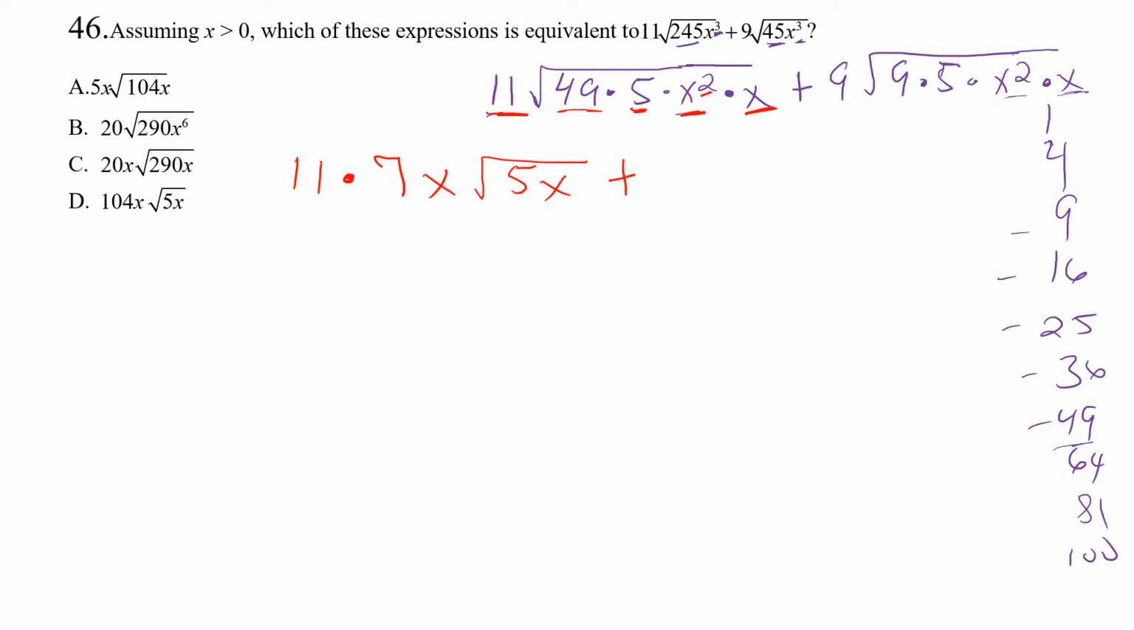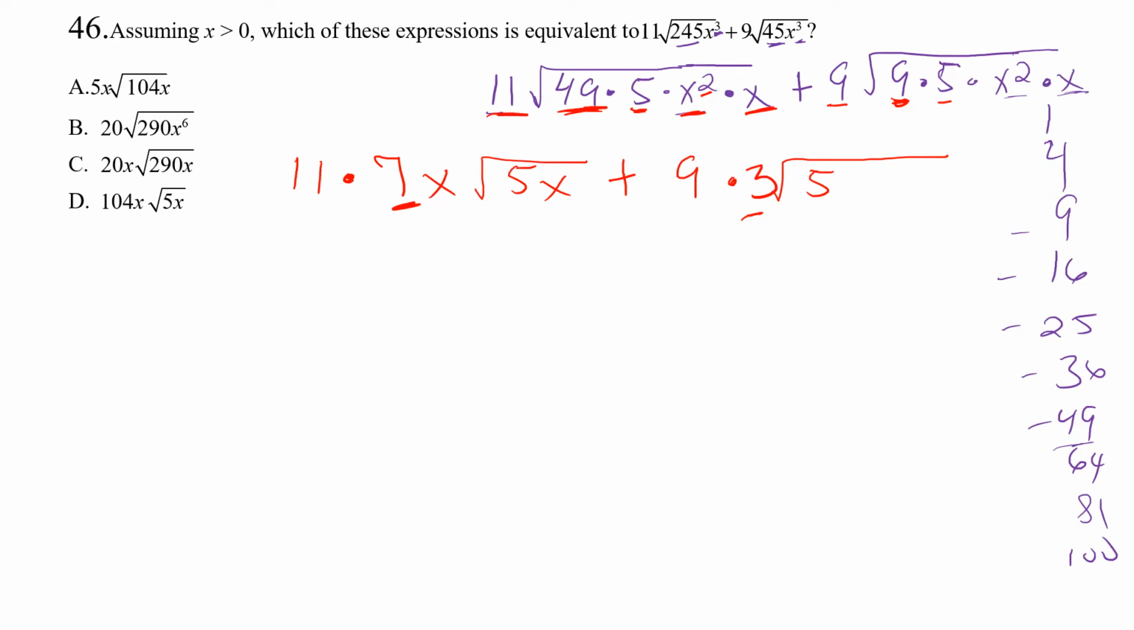Okay, plus I'm going to bring down this 9 and the square root, simplifying my radical. The square root of 9 is 3, so that 3 comes on the outside. So just like I took the square root of 49 and got 7, I'm taking the square root of 9 to get 3. This 5 will stay underneath the radical.